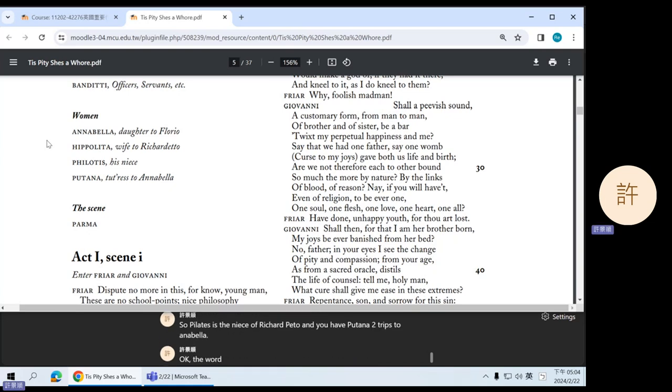Okay, the word tutress. Tutress is the female version of tutor, 家教, tutor. But in those days, a tutor does not just teach you, a tutor also takes care of you. So it's kind of like a babysitter and a tutor. In 19th century English, we would call this a governess. In Shakespeare's plays, this character is called a nurse. But it's the same kind of job. Take care of somebody and teach them. And also she lives in the same house. And the scene is set in Parma. Okay, and then the play begins.